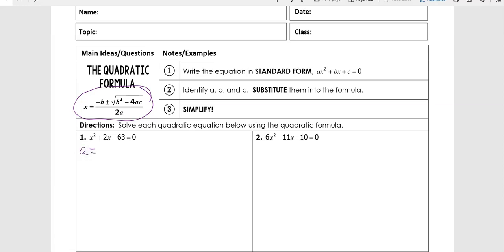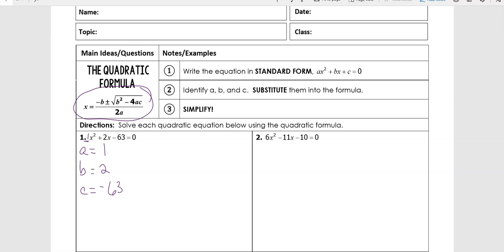So in this case, a is 1. There's no number in front of the x squared. B is 2, not 2x. And c, our constant, is negative 63. Because this one is already in standard form, that is pretty easy and there's nothing more we need to do to start.